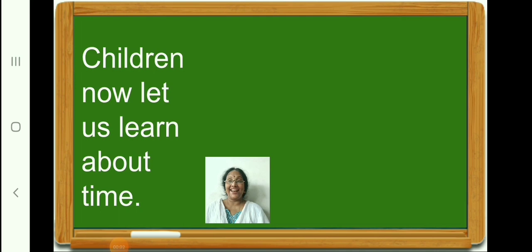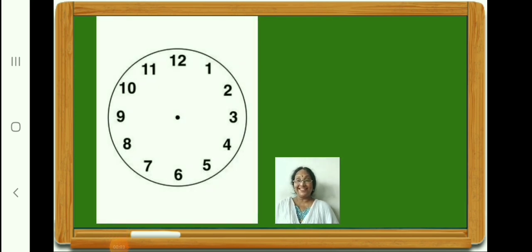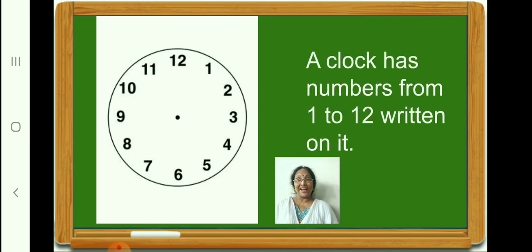Children, now let us learn about time. Children, what do you see on the screen? Yes, it is a clock. You must have seen this at home. Children, look at the picture. Here you can see many numbers. A clock has numbers from 1 to 12 written on it.